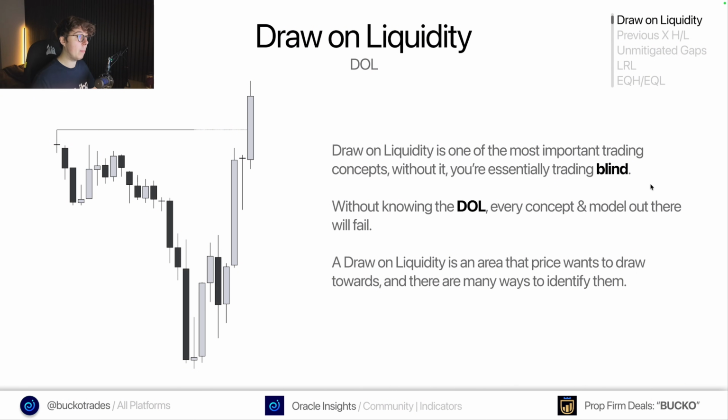As you can see to the example on the left, it's essentially points in the market that price wants to draw towards, okay? So if you're looking for shorts here, but price wants to take this high, your bearish concept, your bearish model is going to fail, okay? So what we're going to be doing is covering the different ways in which you can find the draw on liquidity, the most effective ways, and how to know if the draw on liquidity is actually real and if it's going to hold and whatnot, okay? So let's just jump straight into it.